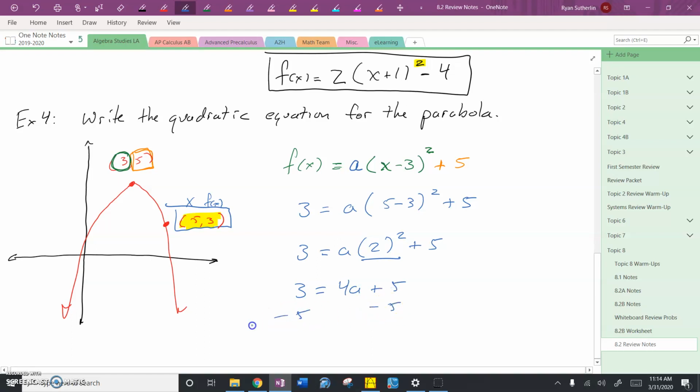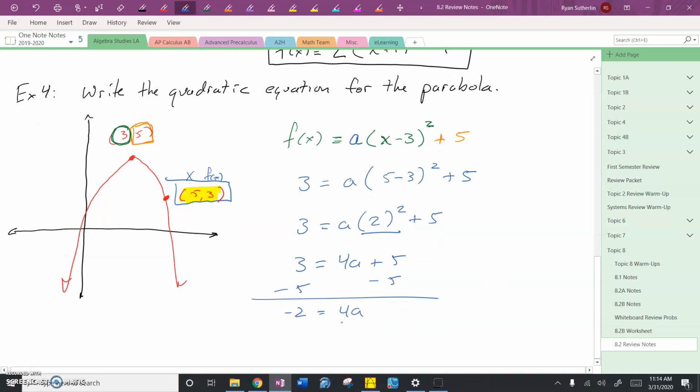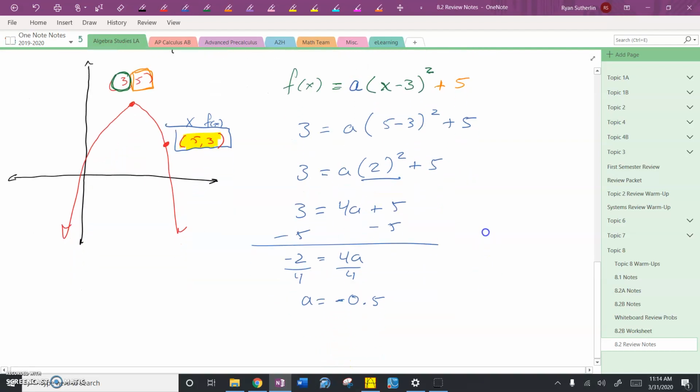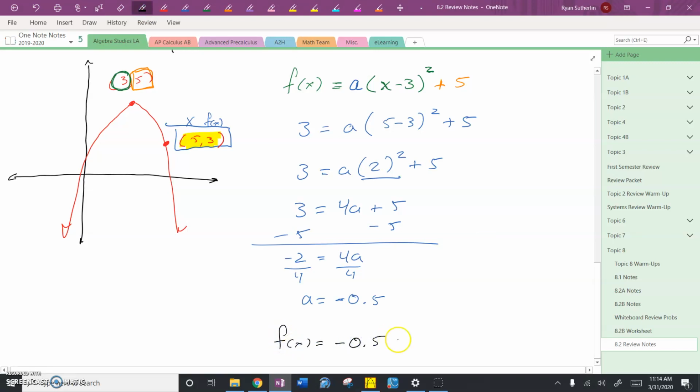Subtract 5 from both sides. I get negative 2 equals 4a. And divide by 4. And I get a to be negative 0.5. And that makes sense. The a value is negative. Our graph is opening down. So the equation of our parabola is f of x equals negative 0.5 times x minus 3, squared, plus 5.